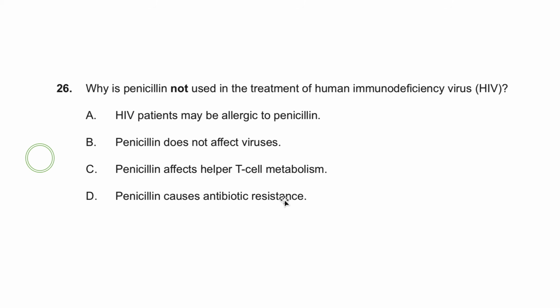So let's do 3 IB questions and that'll be it for this video. So why is penicillin not used in the treatment of HIV? HIV is a virus, human immunodeficiency virus, and it causes AIDS in the long run. Penicillin is an antibiotic, a bacterial medication. So why is this antibiotic not used in the treatment of HIV? Because I just told you, you cannot use antibiotics for virus infections. So let's see. HIV patients may be allergic to penicillin. Nope, that's not the reason. Penicillin does not affect viruses. Great. Penicillin affects bacteria only. Penicillin affects helper T. Nope. Penicillin causes antibiotic resistance. Nope.